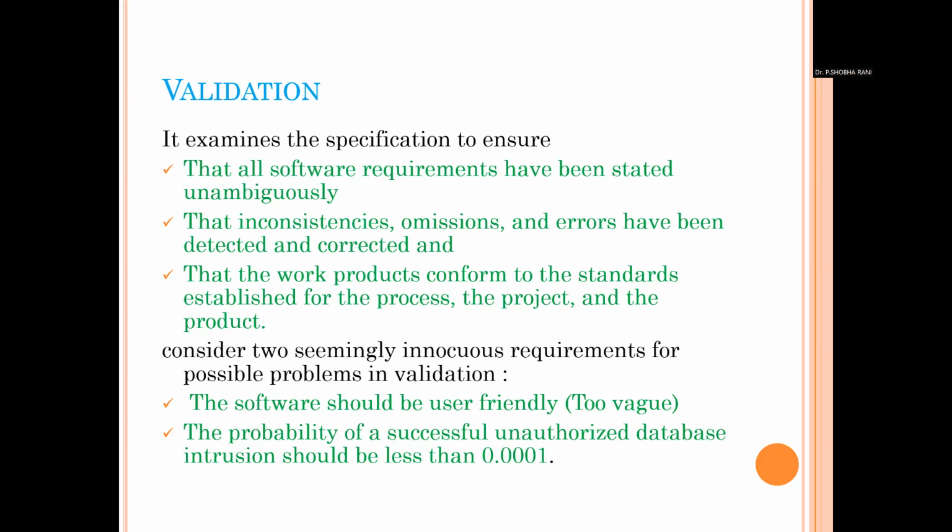So there are two types of requirements for the possible problems in validation. The software should be user friendly, otherwise we will face so many problems if the software is not user friendly. And the probability of success for an unauthorized database should be very high, and the probability of unsuccessful for an unauthorized database should be less than 0.001. We will see in the next class.